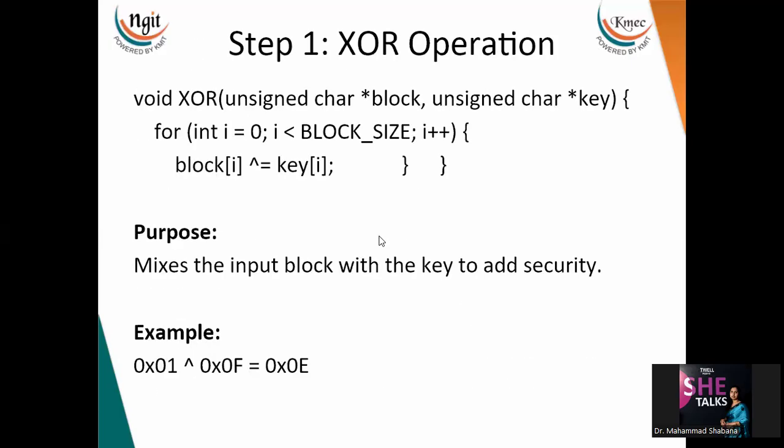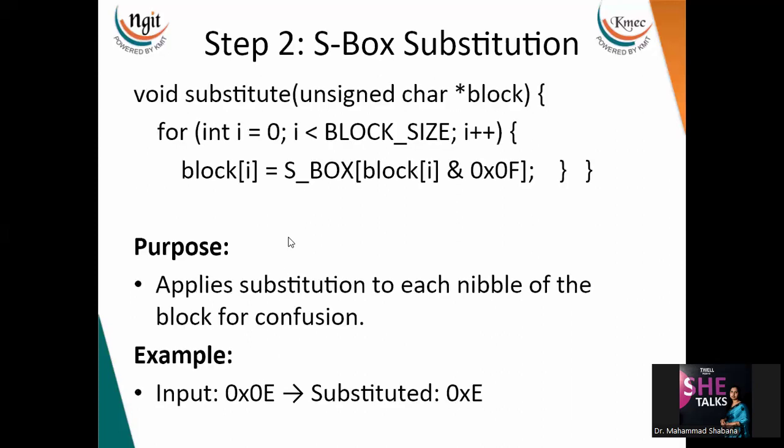The first one is the XOR function. This function performs a bitwise XOR between the block and the key. XOR is a common operation in encryption to combine the plain text and key. So this is an example we are adding here. Next, we will go for the S box substitution.